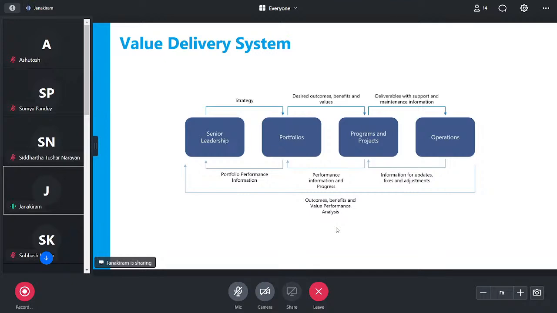Okay, so this is how the ecosystem around how you deliver value works, and this is what the value delivery system is as per PMBOK 7th edition.